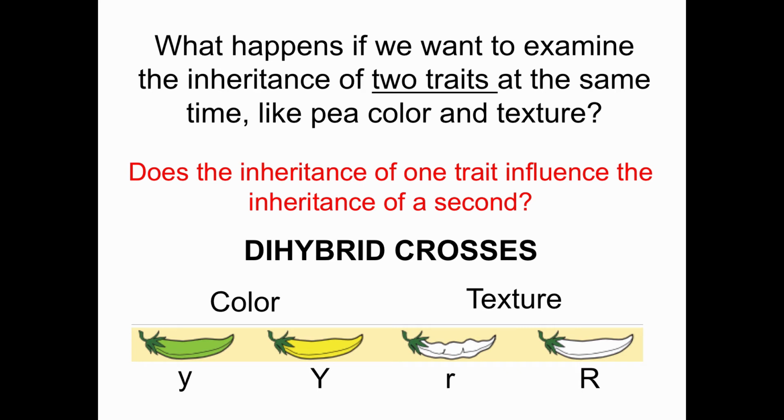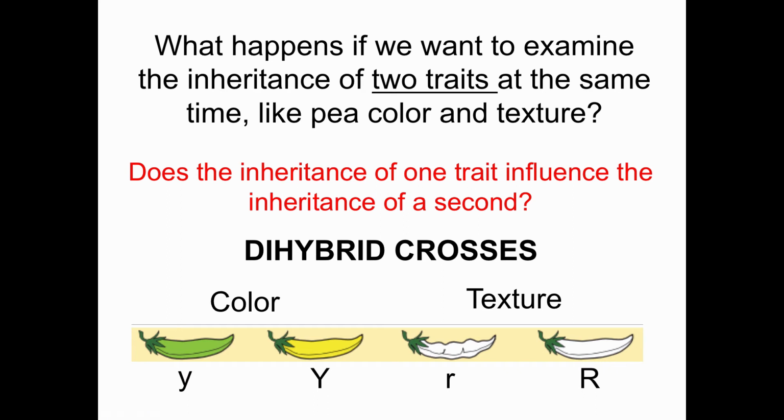So if we make it a little bit more complicated, if we're looking at two traits, we would call that a dihybrid cross. A dihybrid cross is studying two traits. In this case, we would be looking at the color and the texture of the seed pod. The recessive color is green, the dominant color is yellow, the recessive texture is kind of wrinkly, and the dominant is smooth.